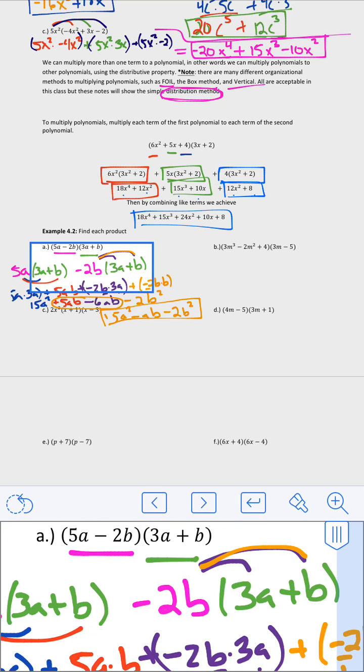Alright, so just split them up. That's really all it is. Split it up and then combine like terms. Okay.